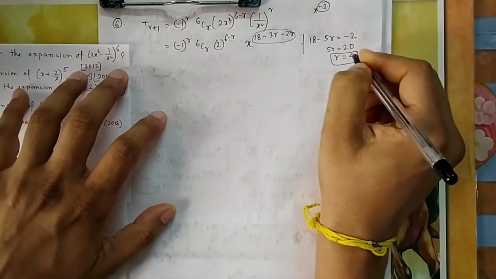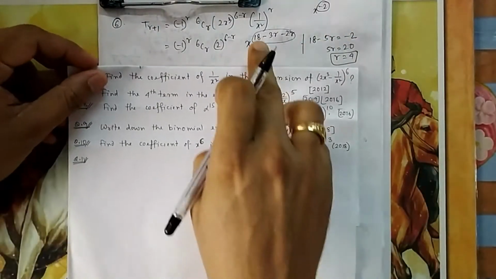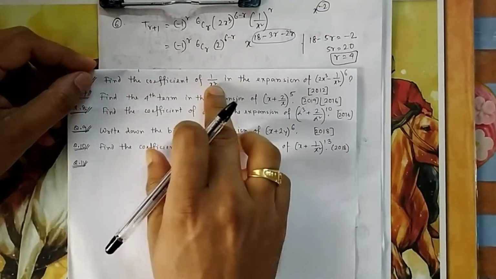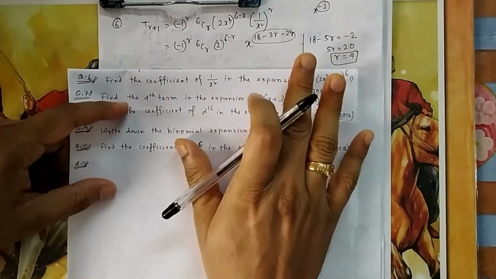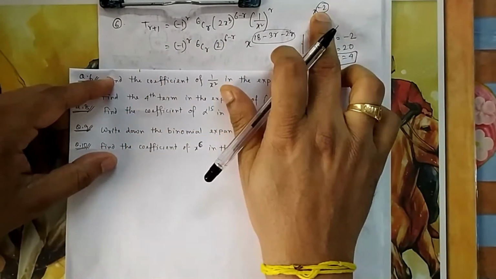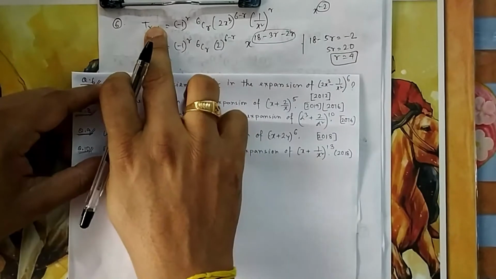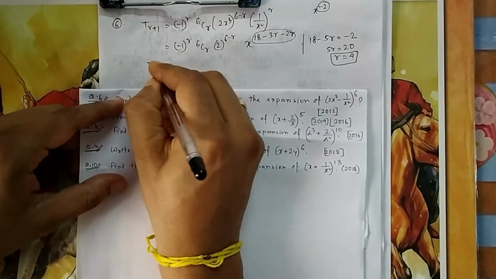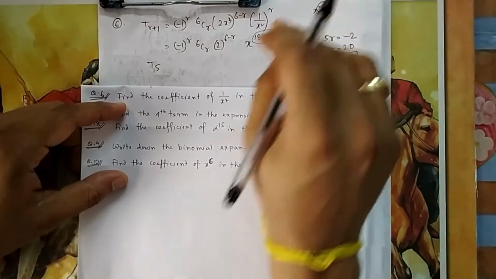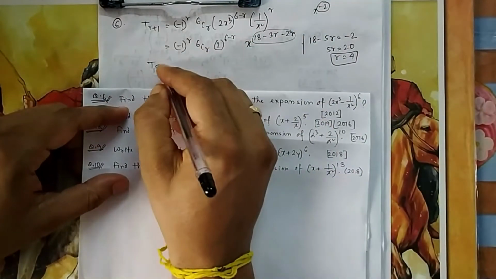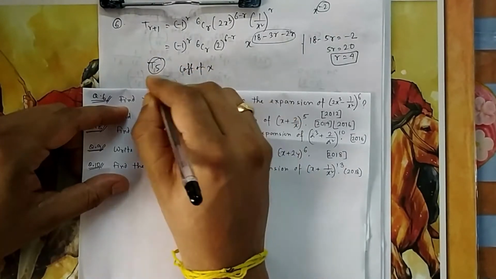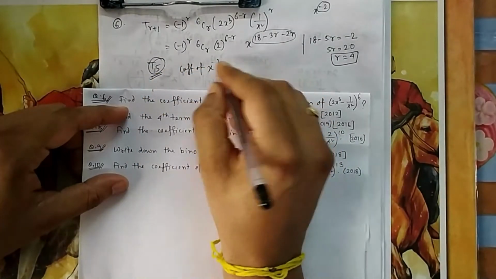Now once you know r, then it becomes easy. Which term will contain x to the power minus 2? The fifth term will contain x to the power minus 2, but they are asking for the coefficient, so there is a difference. In a question they may also ask which term will contain x to the power minus 2. Then your answer will be the fifth term, because it is the (r+1)th term. So T5 will contain this, but you need to find the coefficient.